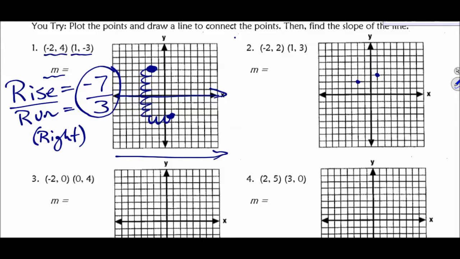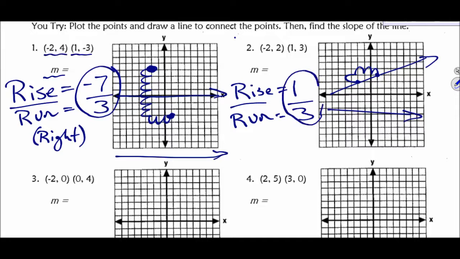So again, I'm always counting going that direction, so this one is actually going uphill. That's got to be a positive. My rise is 1 spot. It's going up 1 spot, and my run is 1, 2, 3. My rise is 1. My run is 3, and I'm just going to write that as a fraction. Again, 1/3 doesn't simplify, so I'm just going to leave it like that fraction, 1/3.